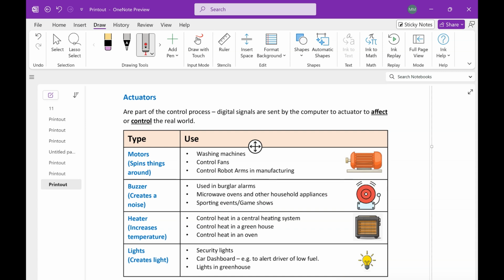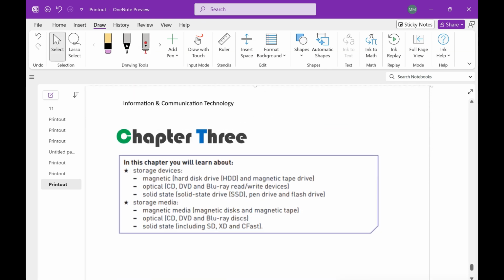What about the heater? In central heating systems or in greenhouses, or, very importantly for us, in the oven to heat our food. Yes? What about the light bulb? Where do we use them? Security, cars, at the house, or lighting at your work and in your room. Are we good? And this is the end of chapter 2.